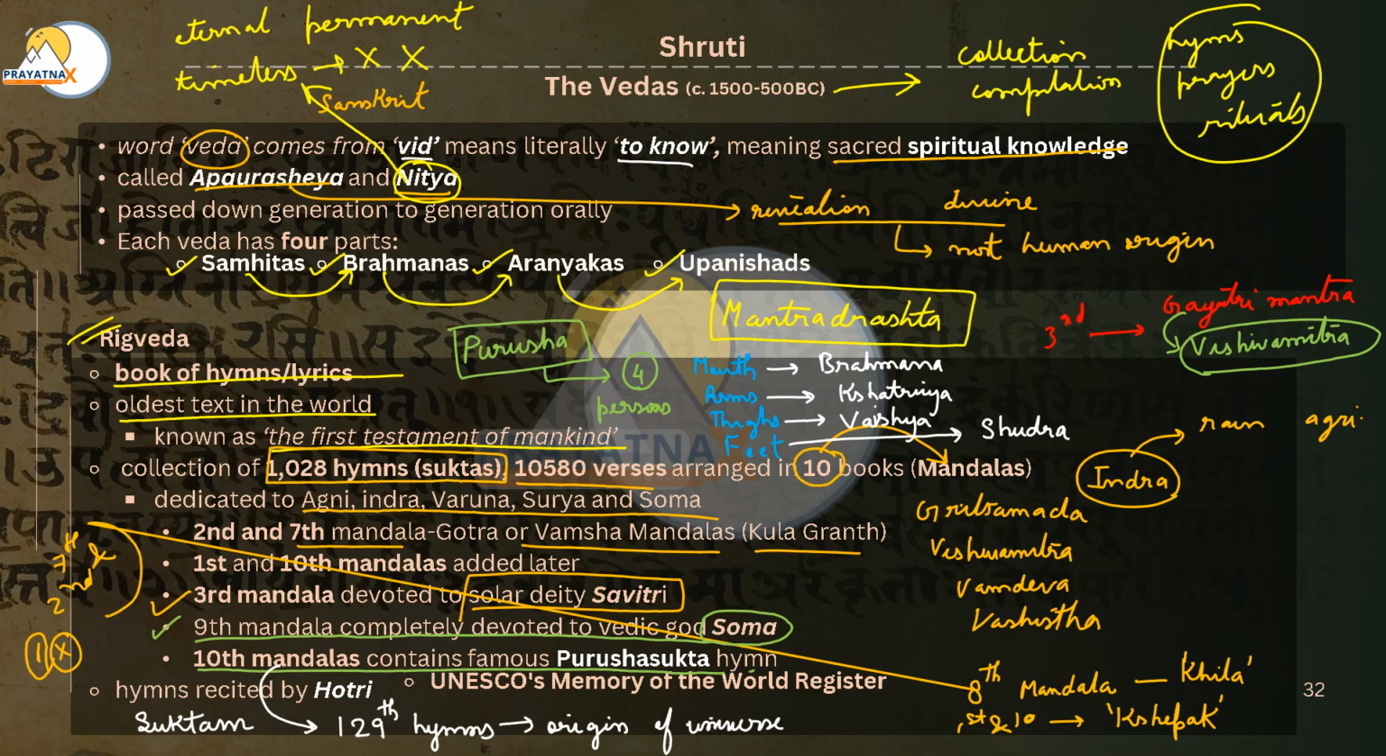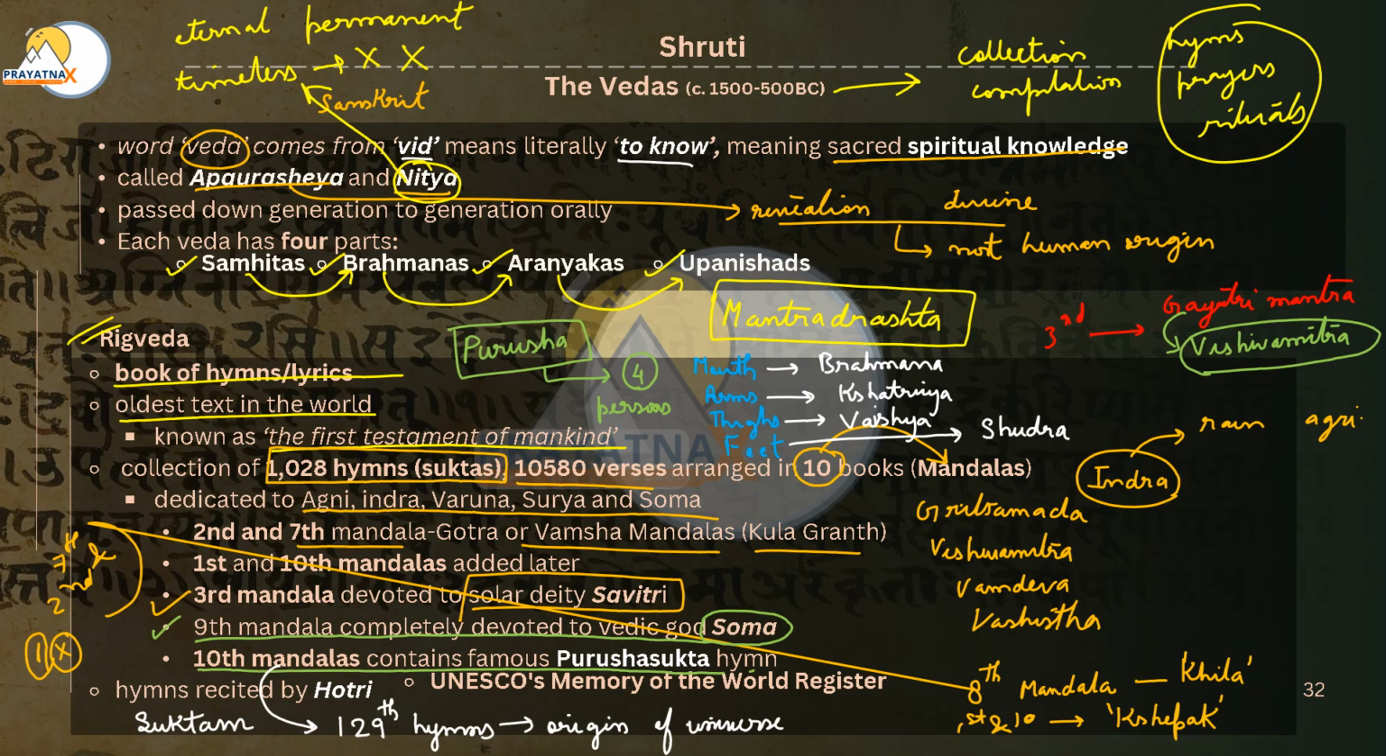Now, second and seventh mandalas are the oldest, whereas the first and 10th mandalas were the last to be compiled. Now, the seventh and the second mandalas are called the Vamsha Mandala, which is the handwritten script. Now, the eighth mandala script is known as Khila, and the first and 10th is known as Shepak.